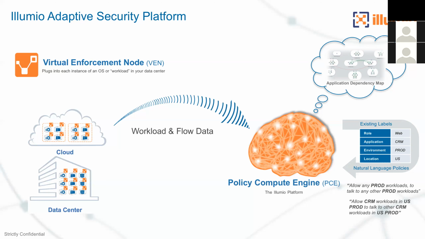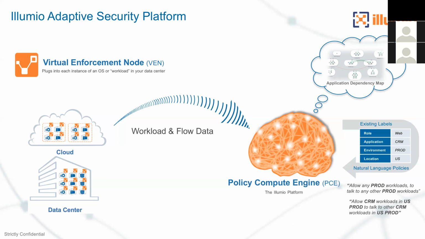If I wanted to do a ring fence example where I want to isolate some workloads, again, I don't care where they're located, in AWS or on-prem. Say I want to isolate my CRM application. I could have a rule that says allow CRM workloads in my US prod to talk to other CRM workloads in my US prod. Now, only workloads that share those labels, CRM, prod, and US, can talk. We don't necessarily care what their role is because we just want to put a fence around that application.